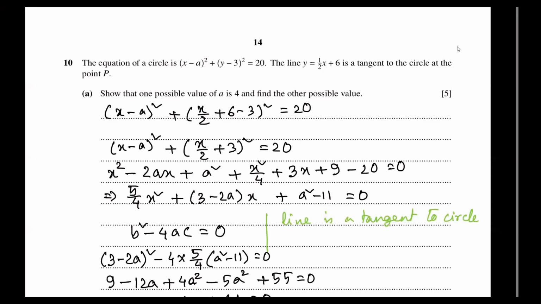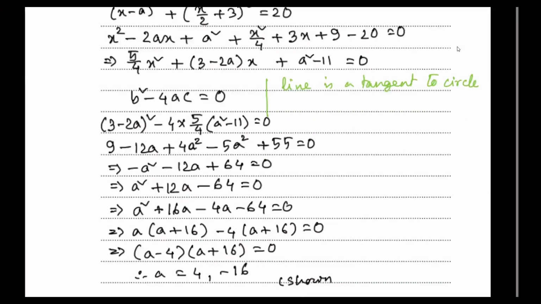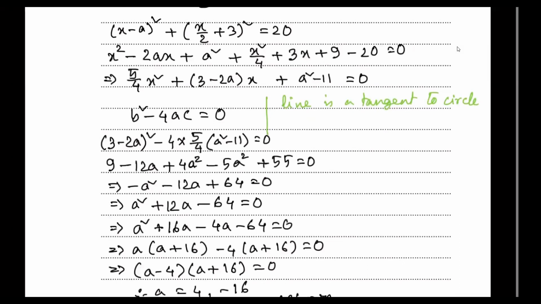The equation becomes 5 by 4 x squared plus (3 minus 8) that is minus 5x, plus a squared, 16 minus 11, that's 5. So if we divide by 5 and multiply by 4, we have the equation like this. And if we complete the square here, we have (x minus 2) whole squared. So x equal to 2.